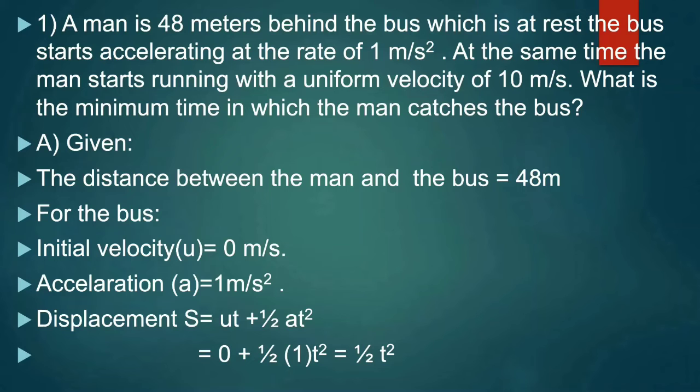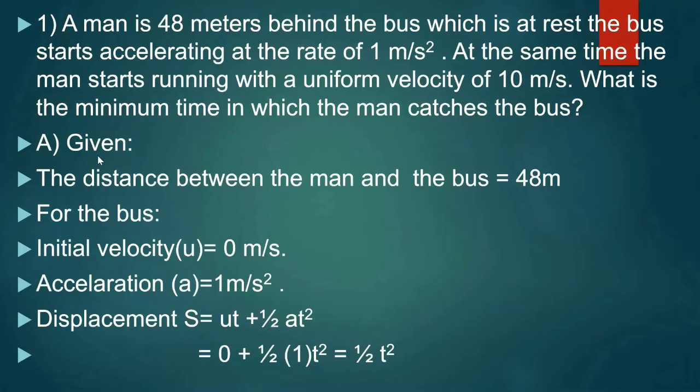The first question in this session is, a man is 48 meters behind the bus which is at rest. The bus starts accelerating at the rate of 1 meter per second square. At the same time, the man starts running with a uniform velocity of 10 meter per second. What is the minimum time in which the man catches the bus?